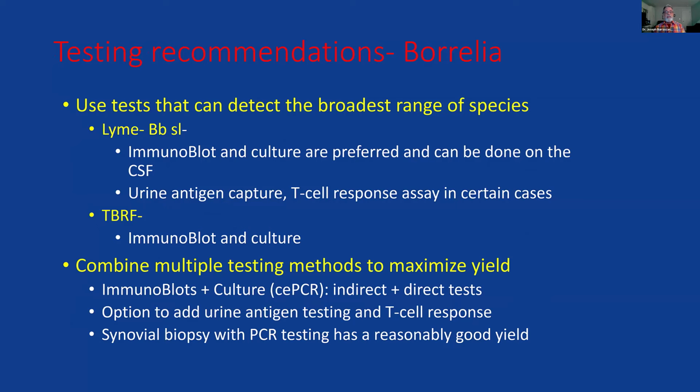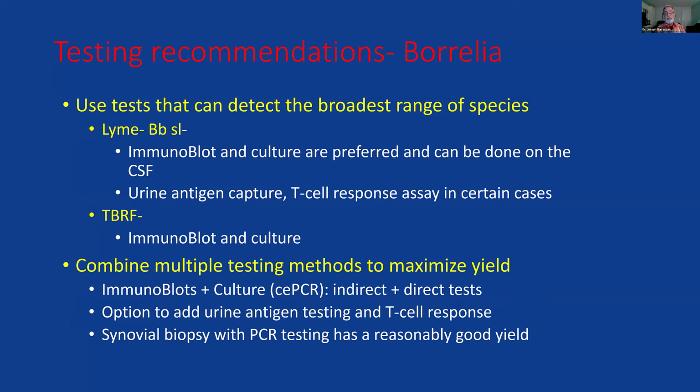So for Borrelia, the testing recommendations are to use tests like these immunoblots and cultures that detect the broadest range of species, because that's what's really out there. What's also been found is that not any one test is 100%. I showed you sensitivity of an immunoblot of 97% or more in people who make antibodies, but not everybody makes antibodies because of the immune suppression.